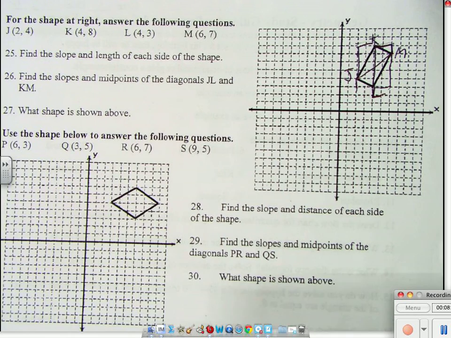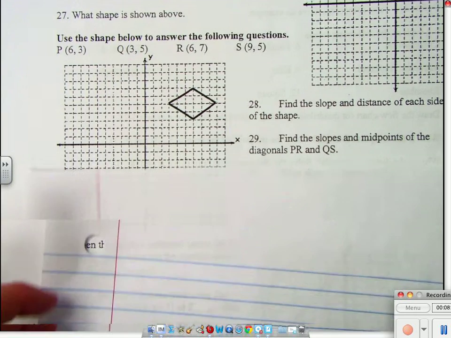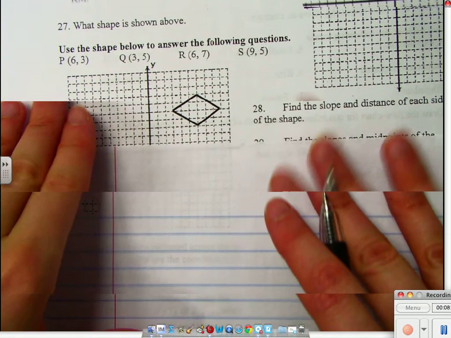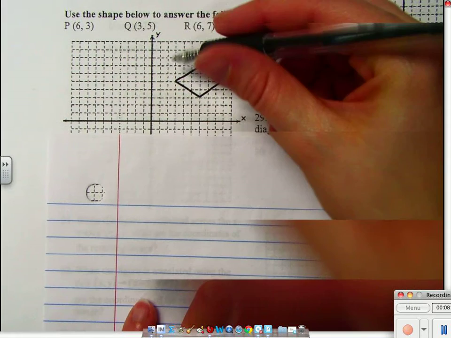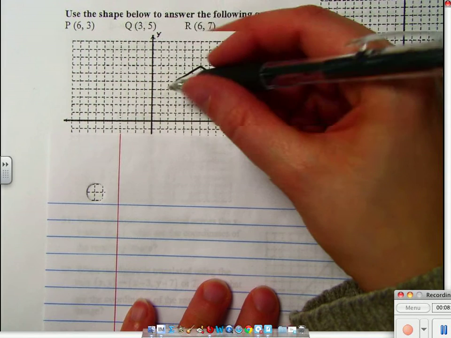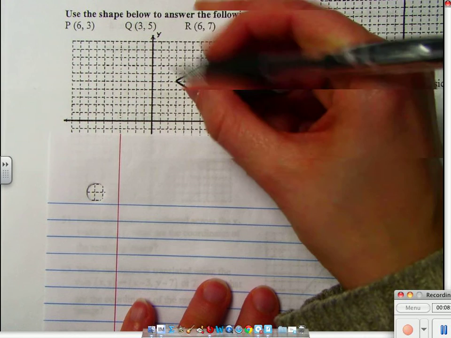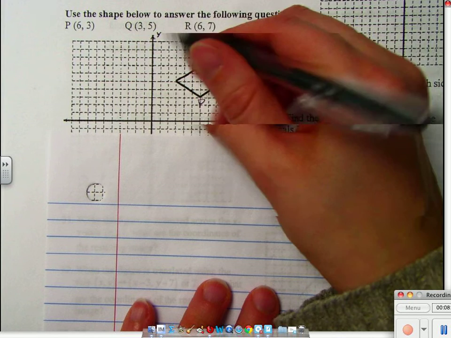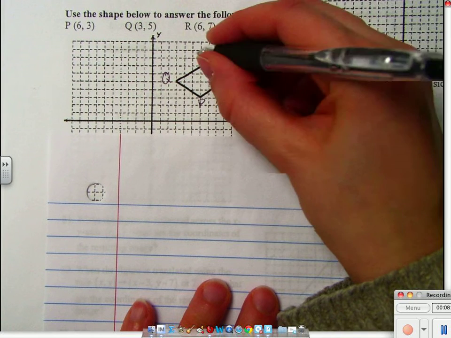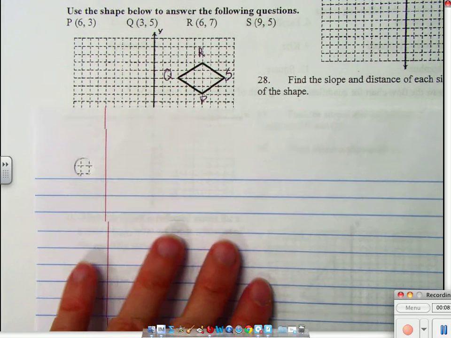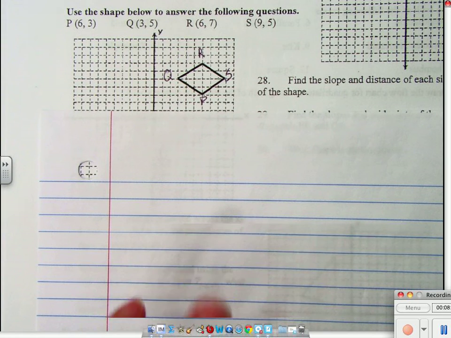Okay, we're going to do the same thing for the next ones. Find the slopes and distances of all the sides of the shape. So first I'm going to label them on my picture. Okay, we went over 6, 1, 2, 3, 4, 5, 6, up 3, this is P. Over 3, up 5 is Q. Over 6, up 7 is R. And over 9, up 5 is S. Okay, I am going to do this instead of the measuring way. I'm going to put it in the distance formula just so you can see both ways.